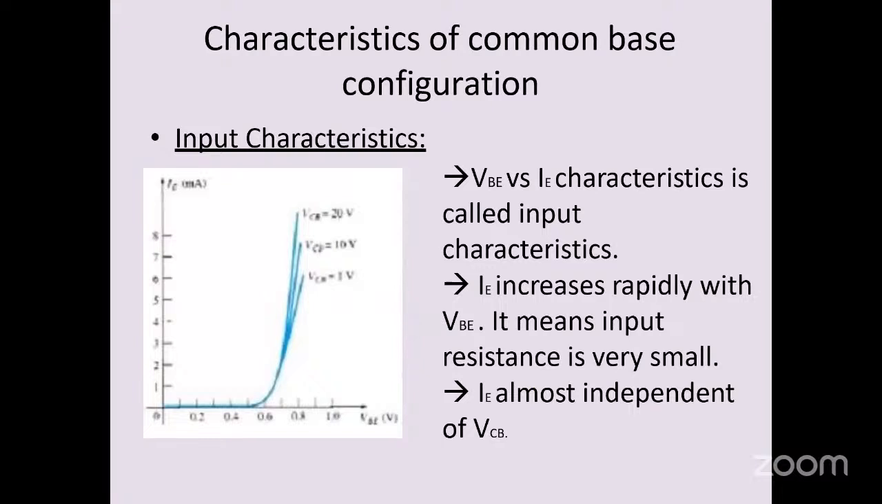So what are the characteristics of common base? Common base voltage, if you change it here to 1 volt, 10 volts, 20 volts, what is the base to emitter voltage and what is the emitter current? Base emitter voltage versus emitter current. The emitter current increases rapidly with the base emitter voltage. Why? Because the input resistance is very small. So the emitter current is almost independent of VCB.